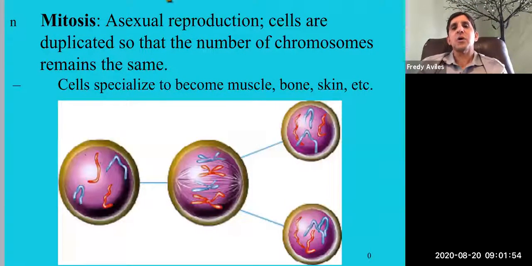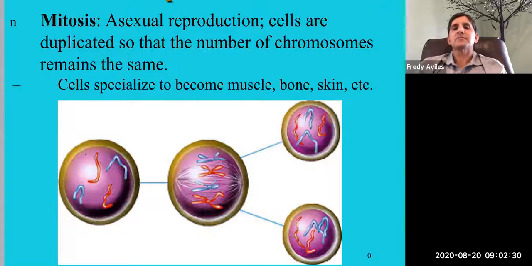Reproduction at the actual cellular level. Now there's two types, there's mitosis and meiosis. First, the simple kind, which is asexual reproduction. Mitosis is asexual reproduction. And this is where cells just make exact copies of themselves. So cells are duplicated so that the number of chromosomes remains the same. So the cells copy themselves. Each cell has 23 pairs of chromosomes or 46 chromosomes. They copy themselves identically, and then you get an extra copy.